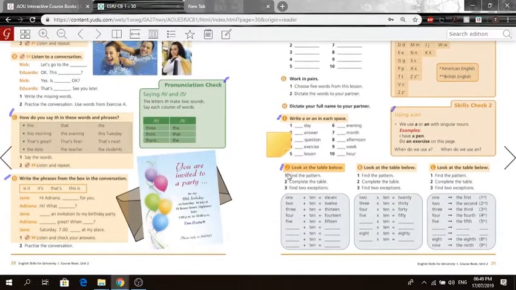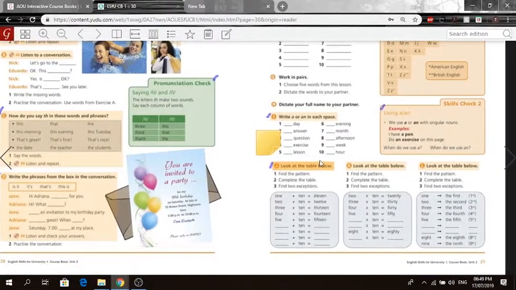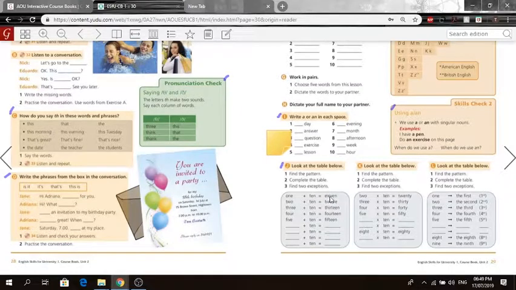Okay, let's move on to exercise J here. Look at the table below. 1, find the pattern. 2, complete the table. And 3, find 2 exceptions. Okay, so 1 plus 10 is 11. Okay, 2 plus 10 is 12. So in the last unit, we talked about the numbers, so from 1 to 10. And in this unit, with the spelling and pronunciation, obviously, we're going to be taking it from 11 to 20. And then we're going to take a quick look at 20, 30, 40, 50, okay?